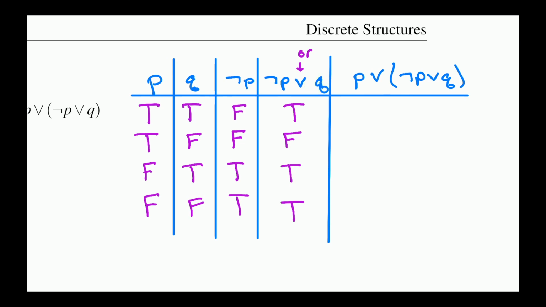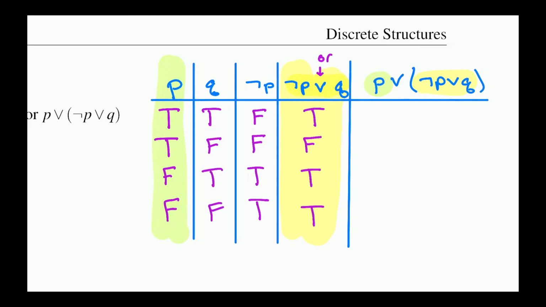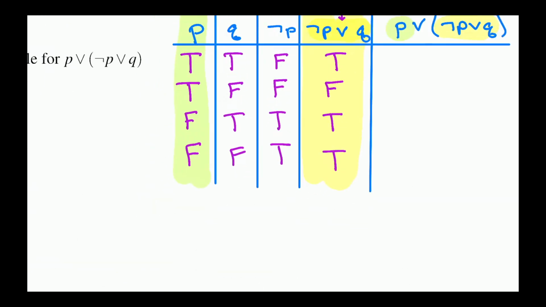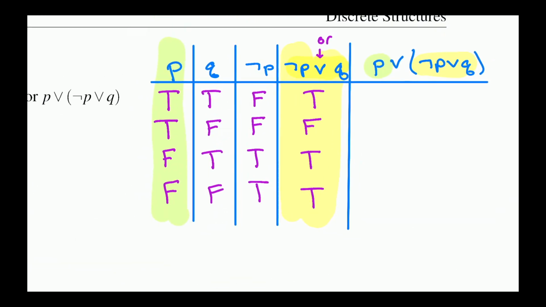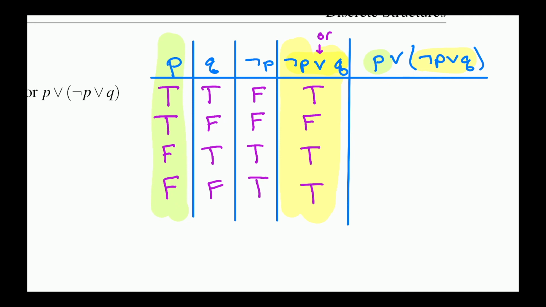we need to evaluate the last column. So the last column is going to involve P, which is way over here, and also this one, which is the one we did. So we need to look at these two columns and we need to work out an OR between them. Is it an OR? It is an OR. So let's do that now. So we're looking at the green and the yellow highlighted columns.